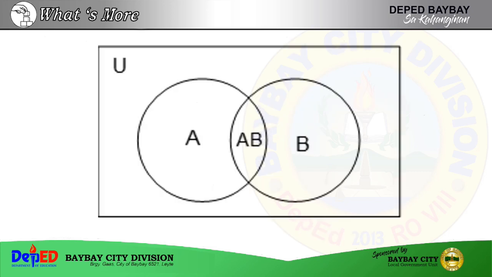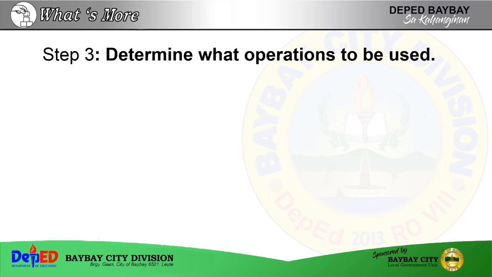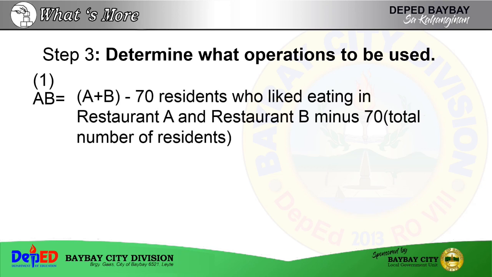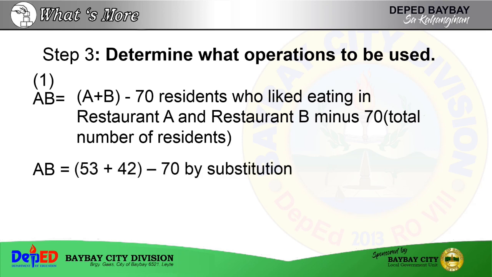Step 3. Determine what operations to be used. First, to obtain A∩B, A∩B is equal to the quantity of A plus B minus 70, the residents who like eating in Restaurant A and Restaurant B, minus 70. This 70 is the total number of residents. So A∩B then is equal to the quantity of 53 plus 42 minus 70. This is done by substitution. We substitute A to 53 and B to 42.